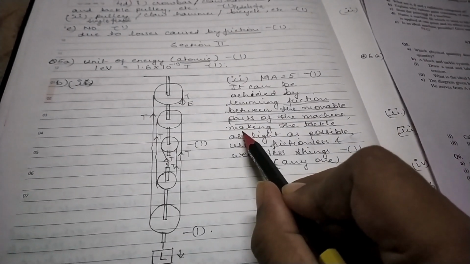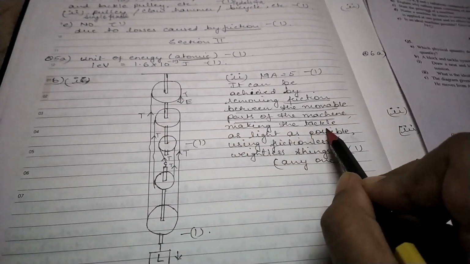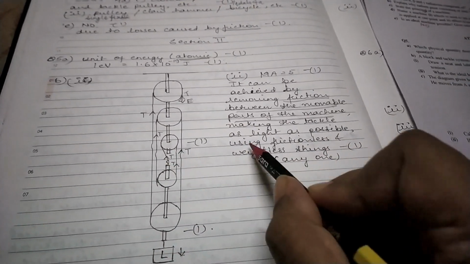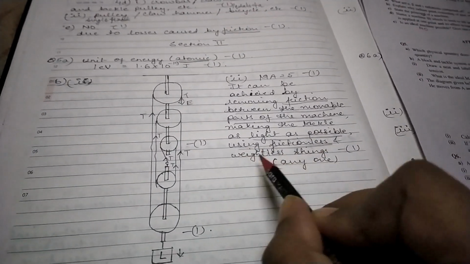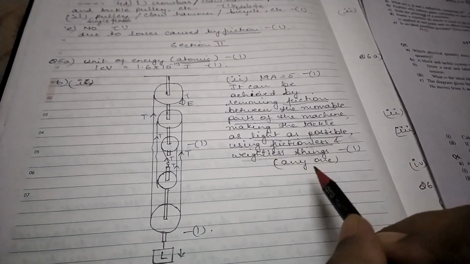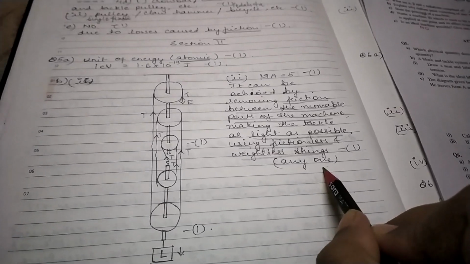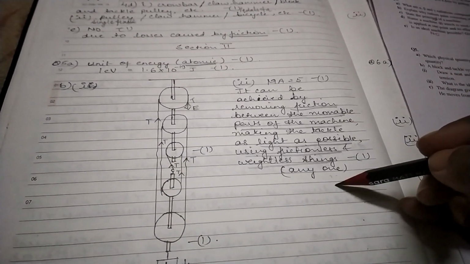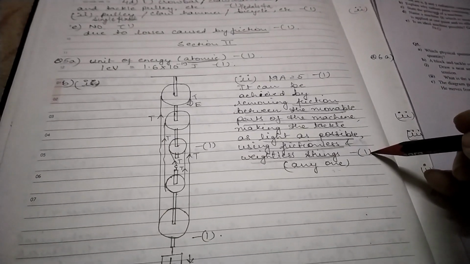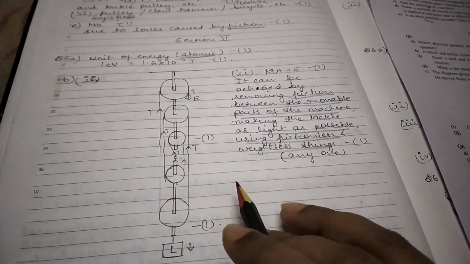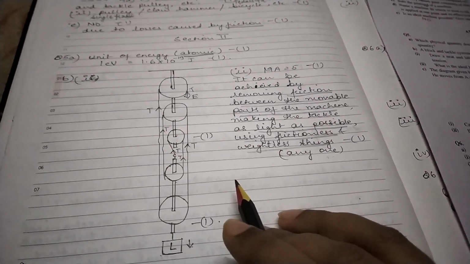Or you may have written making the tackle, that means the lower part, as light as possible using frictionless and weightless string. So any one reason was required to be answered, as it is of only 1 mark. So that is question number 5b.